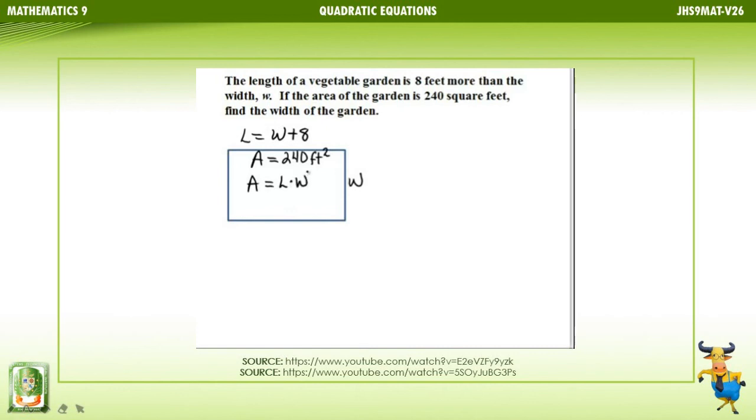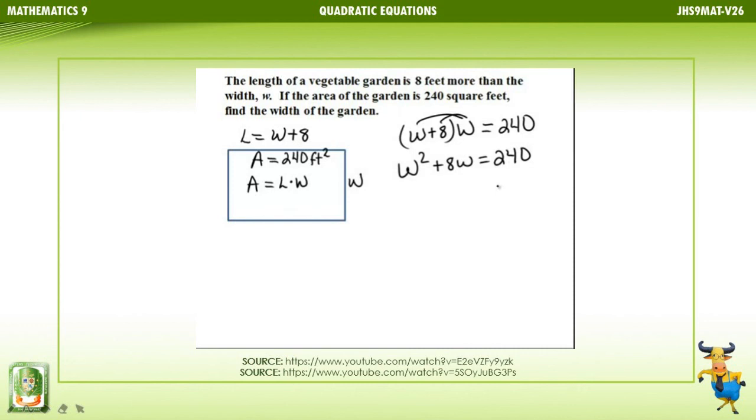So we're going to use this information to set up an equation that we can solve. Now, knowing that the area is 240 feet squared, we're going to say that the length, w plus 8, times the width should give us 240, which is our area. So now we will distribute, and we obtain w squared plus 8w equals 240.